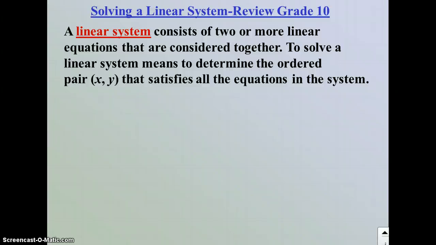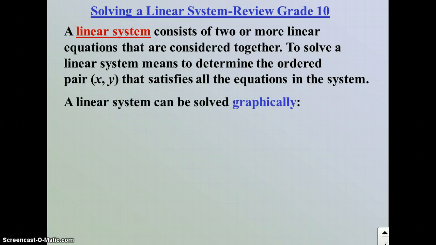A linear system contains two or more linear equations that are considered together. To solve a linear system means to determine the ordered pair (x, y) that satisfies all the equations in the system. A linear system can be solved graphically, and that's what we're going to look at today.